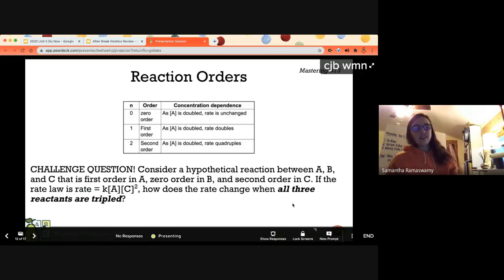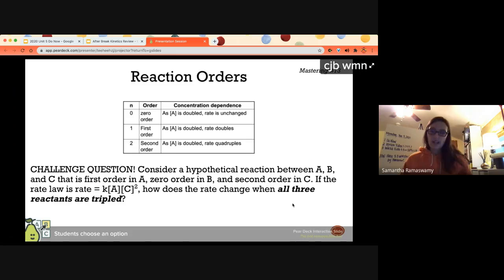All right, so here's a bit of a challenge question, right? So it's, again, the same reaction, but now I said, how would the rate change if all three reactants are tripled? If all three reactants are tripled, how would the rate change? There's a question similar to this on the quiz, but it wasn't tripling. I gave you what was happening.